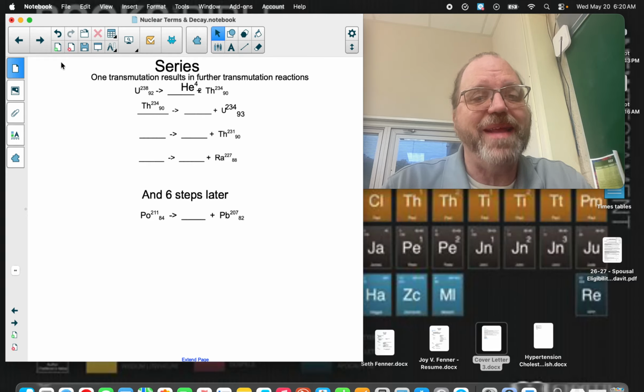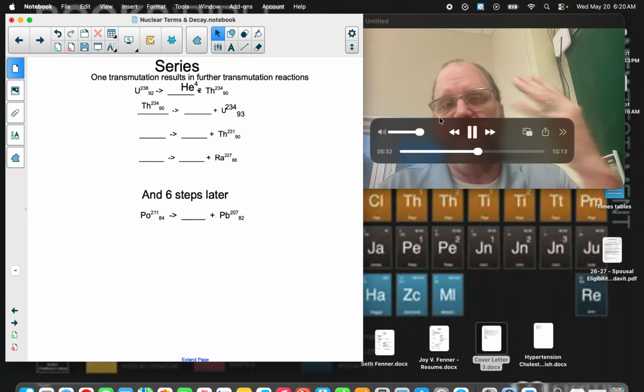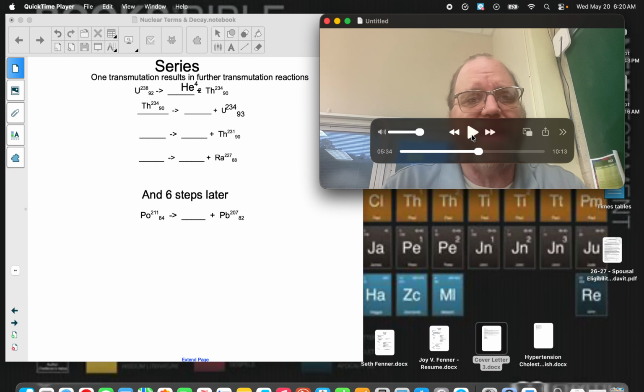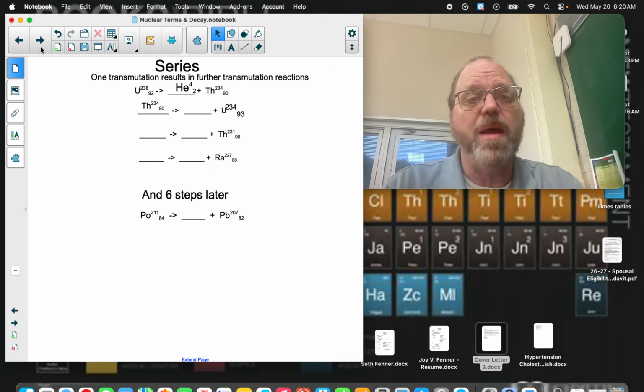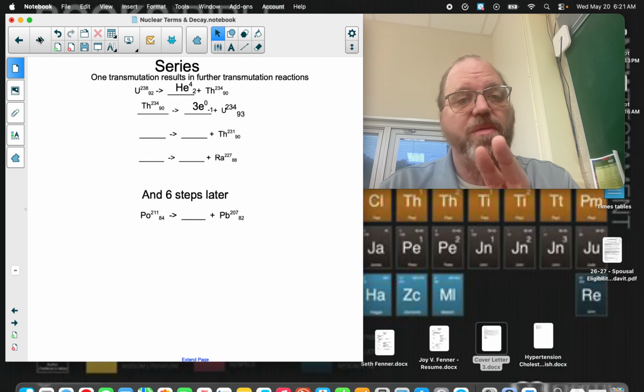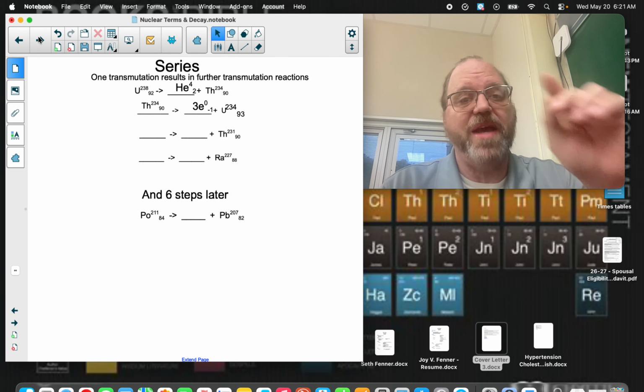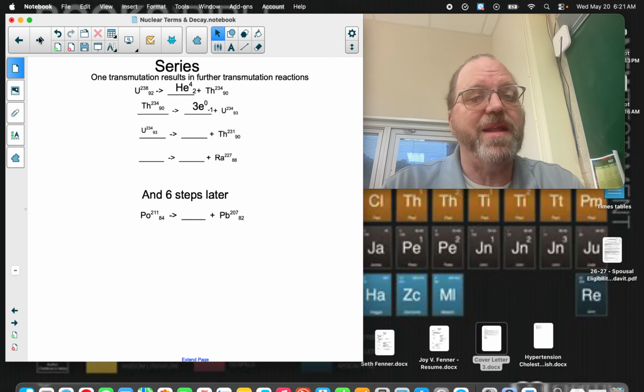What am I going to add to 90 to get 93? Actually, what do I add to 93 to get 90? 0 over 3, but there is one that is 0 over negative 1. So I can take 3 of those. So negative 3 and 93 is 90. Then we take that uranium-234, we want to slide it down.